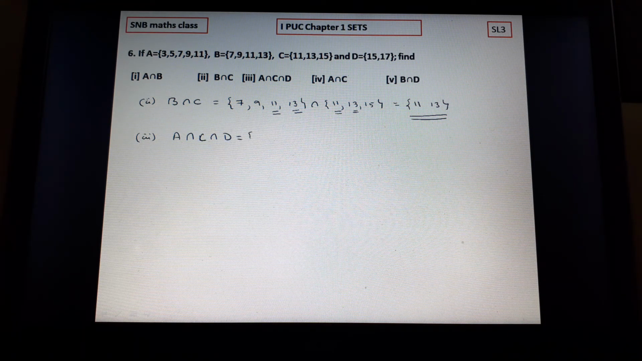First you substitute. What is A? A is 3, then 5, then 7, then 9 and 11. Then intersection. C is 11, 13, 15. Then intersection 15 and 17.